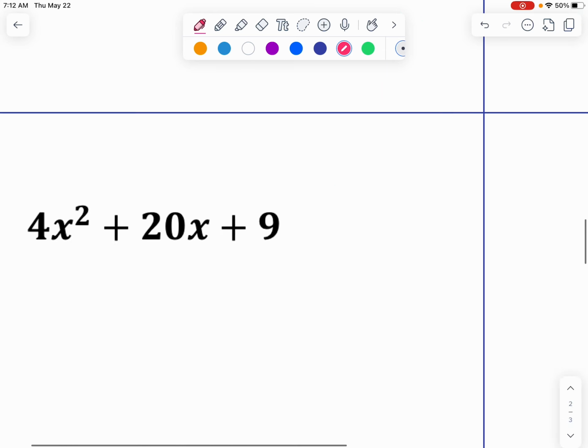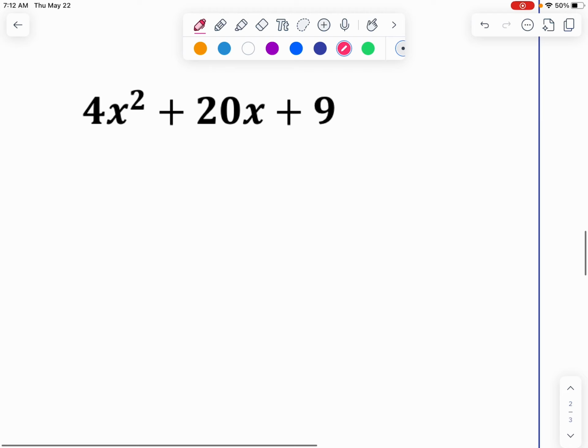Let's try one more. So in this one, again, I have a number in front of x squared. So I'm going to think, is there a greatest common factor, a GCF, I can factor out? But 4, 20, and 9 do not share a common factor. There's nothing that divides all 3 of them evenly. So now I'm going to have to move right on to big X.